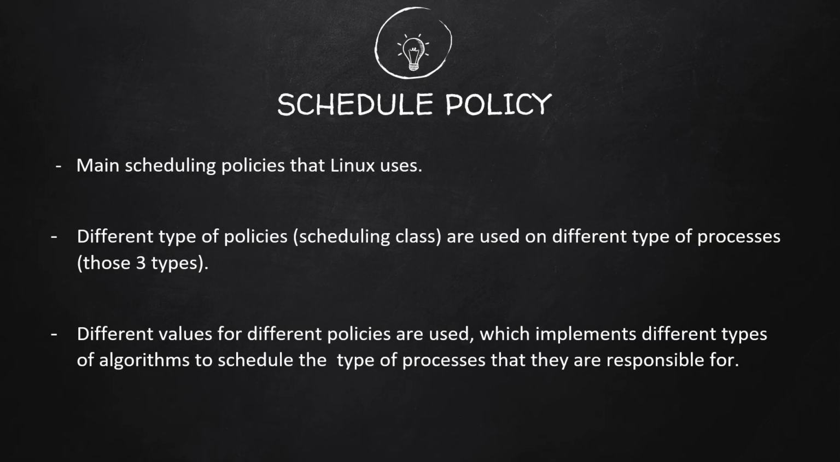Now, let's look at scheduling policy. There are main scheduling policies that Linux uses. Different types of policies, which are scheduling classes or types of scheduling, are used on different types of processes, like the three types that we talked about. Different values for different policies are used, which implement different types of algorithms to schedule the type of processes that they're responsible for.